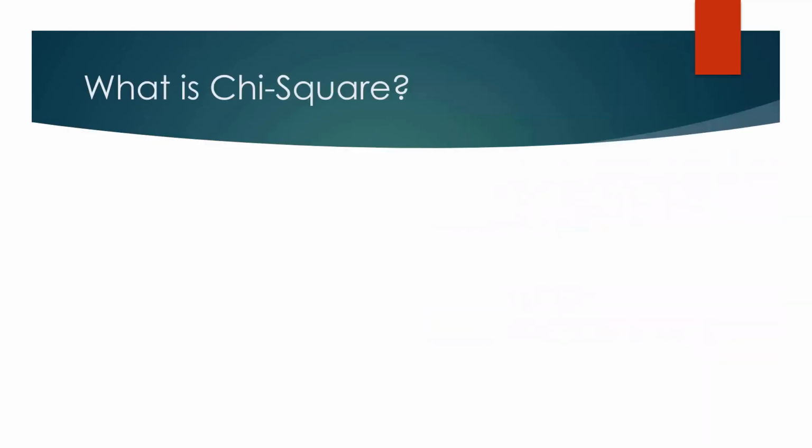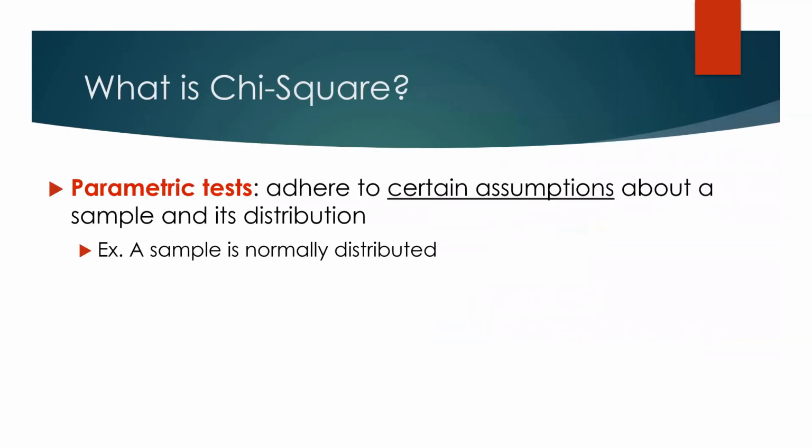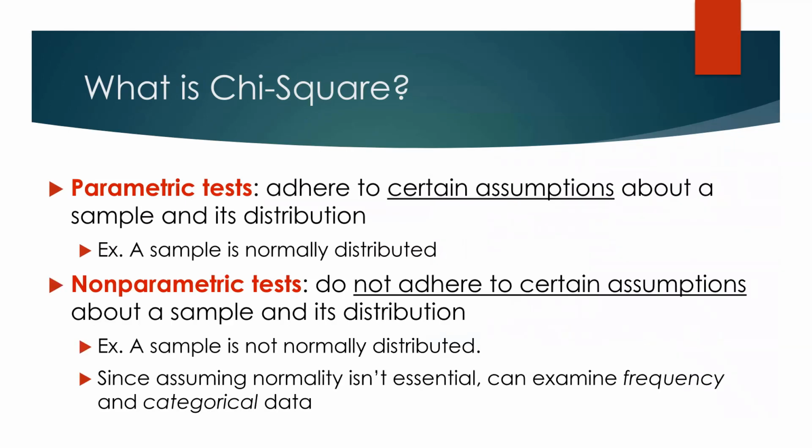So let's start with what is the chi-square. Some terms I want to introduce to you here are the terms parametric and non-parametric. The key word in parametric, think the word parameter. A parameter is like a boundary, like a guideline. So when you have a statistical test that is parametric, it means that it is following certain parameters, or a better way to understand it is that a parametric statistical test follows certain assumptions about a sample and its distribution.